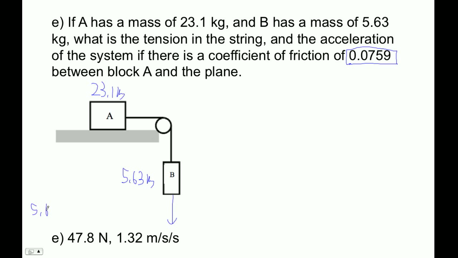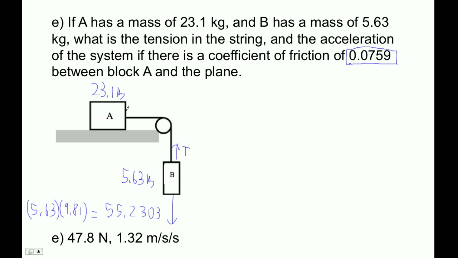So 5.63 times 9.81 is equal to, I'm going to store that in alpha A just for fun, 55.2303 newtons, and that'll be the force causing the acceleration. Of course, the tension is acting up on this.